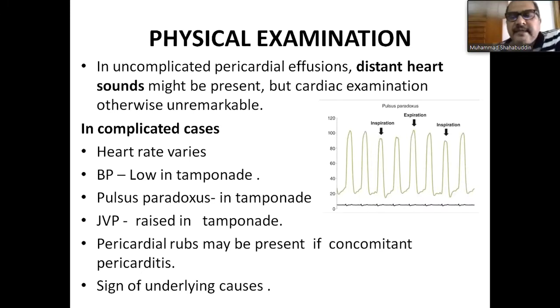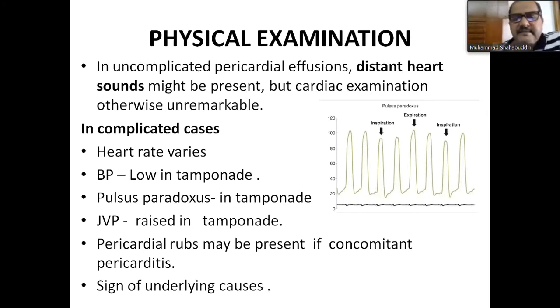If you look at the right side of this figure, there is an inspiration and expiration variation of the blood pressure level. It is 110 in expiration, a 20 millimeter difference. That is, it is higher in expiration than in inspiration, and it is less than 100 in inspiration. So if the variation is more than 10 millimeters of mercury, it is diagnostic. So it is pulsus paradoxus.